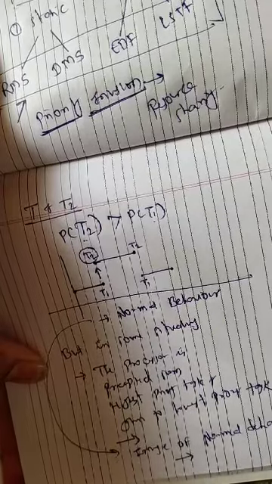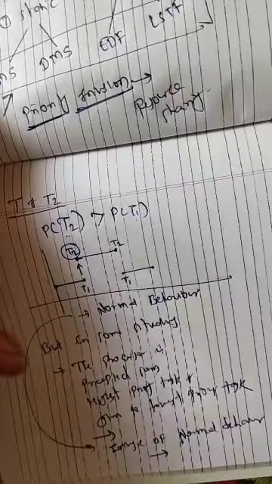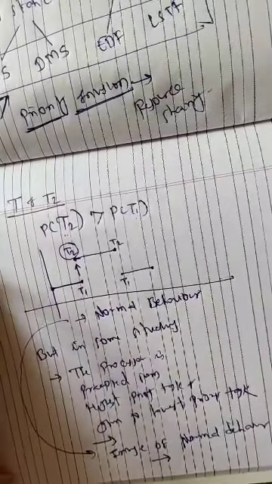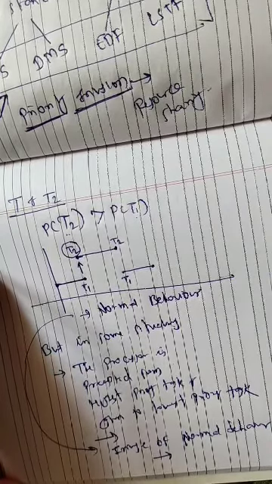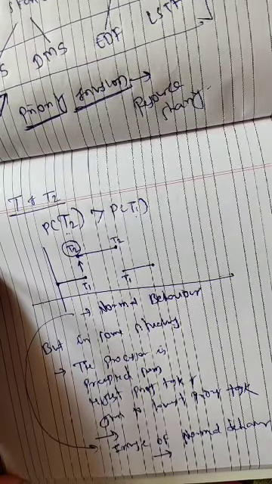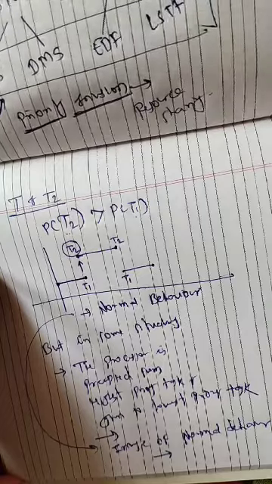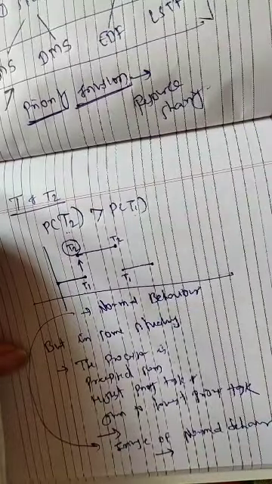Therefore, this type of condition or situation is called priority inversion. That is, priority inversion means that if there is a highest priority task and a lowest priority task, both present, but the lowest priority task is executed before the highest priority task, that type of situation is called priority inversion.